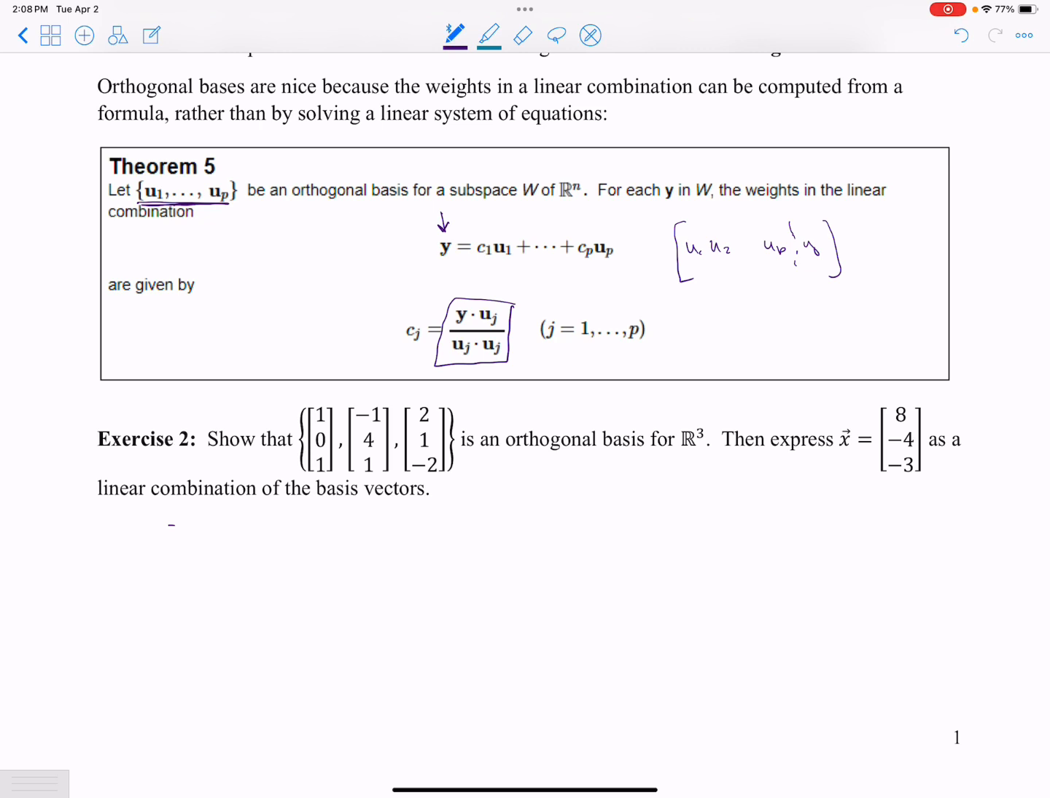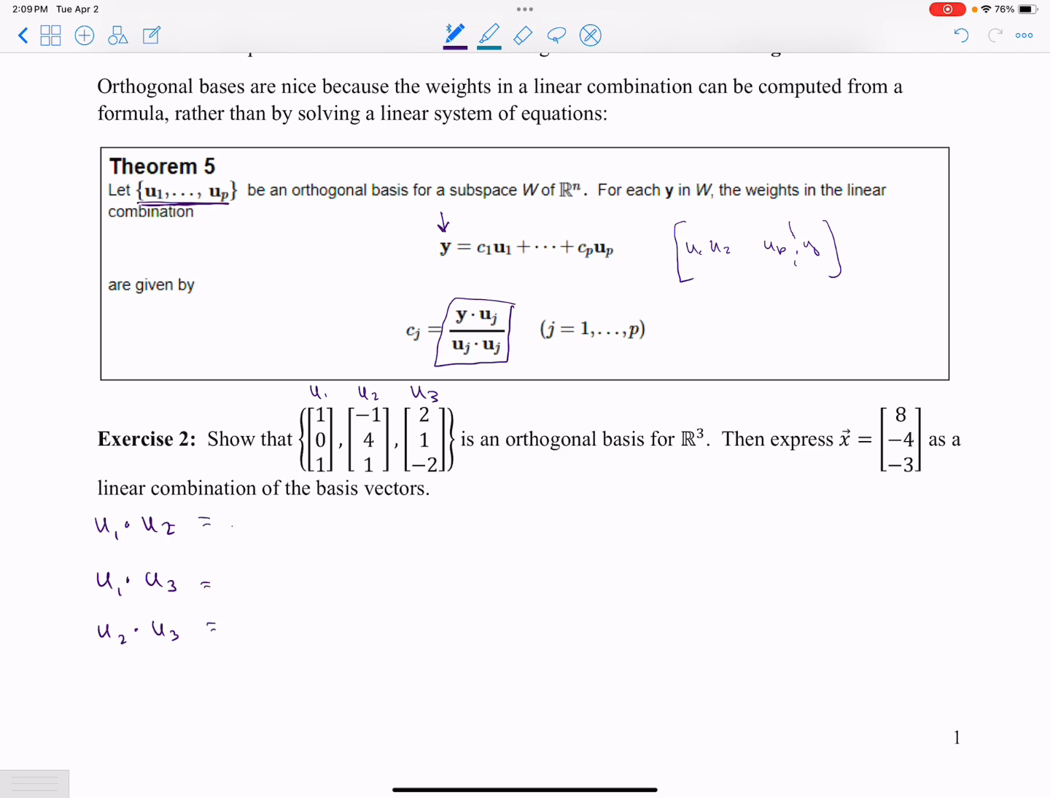In exercise 2, we first want to show that this set is an orthogonal basis for R3, and then we're going to express x as a linear combination using theorem 5. To show that this is an orthogonal basis, I just need to show that they are all orthogonal to each other. So I'm going to call these u1, u2, and u3, and look at u1 dot u2, u1 dot u3, and u2 dot u3.